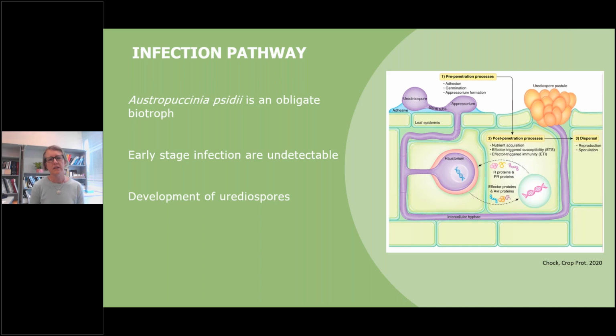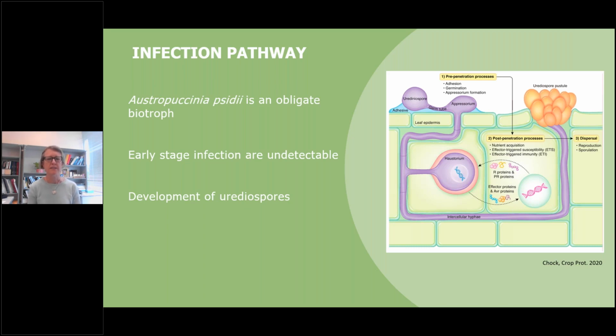As I mentioned, the pathogen is an obligate biotroph, which means that it requires the leaf for its source of nutrients and energy. What happens is the spores of the fungus land on the surface of a leaf. They germinate and produce these appressoria, which then penetrate through the epidermis and start to produce haustoria. This happens within the first few days of infection, and that early stage of infection is undetectable macroscopically. We can't see this happening just by looking at the plant.